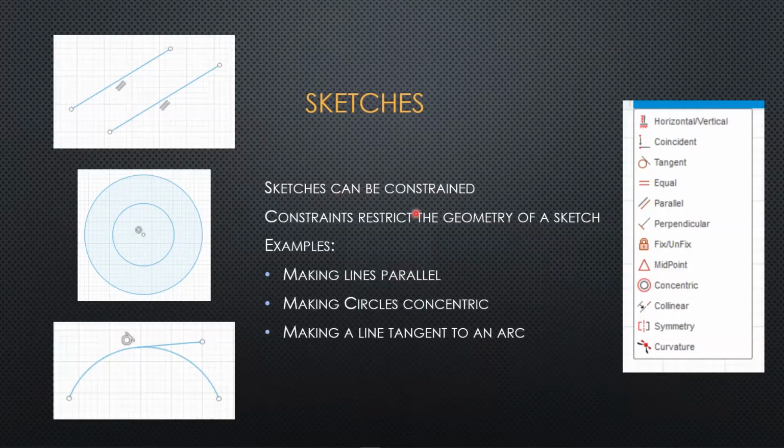Sketches can also be constrained. So when you combine constraints and dimensions, you can make really complicated geometry that is defined by just a few numbers at its core. Examples of constraints are stuff like making lines parallel, making circles concentric, or making a line tangent to an arc. And there's a whole list of constraints.